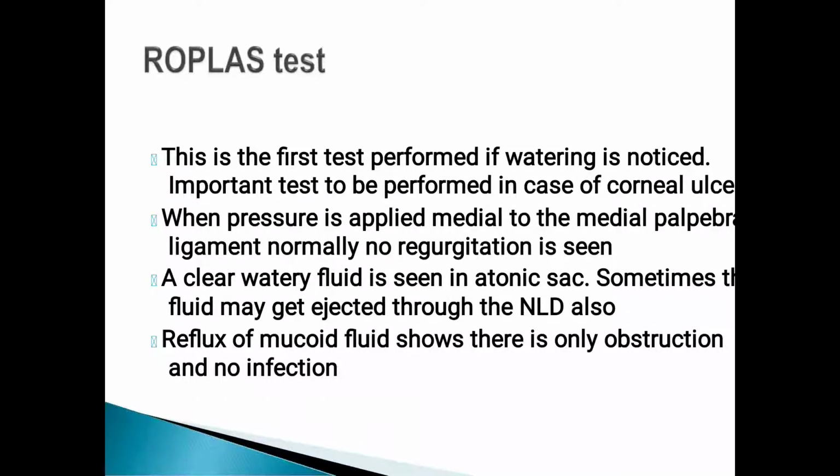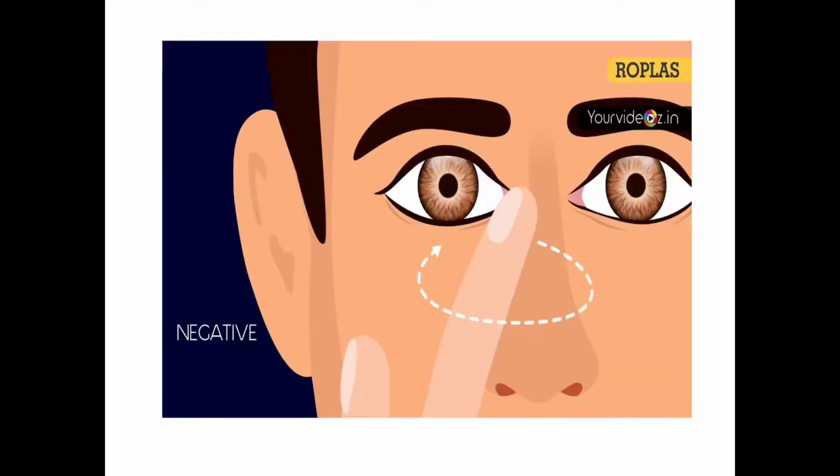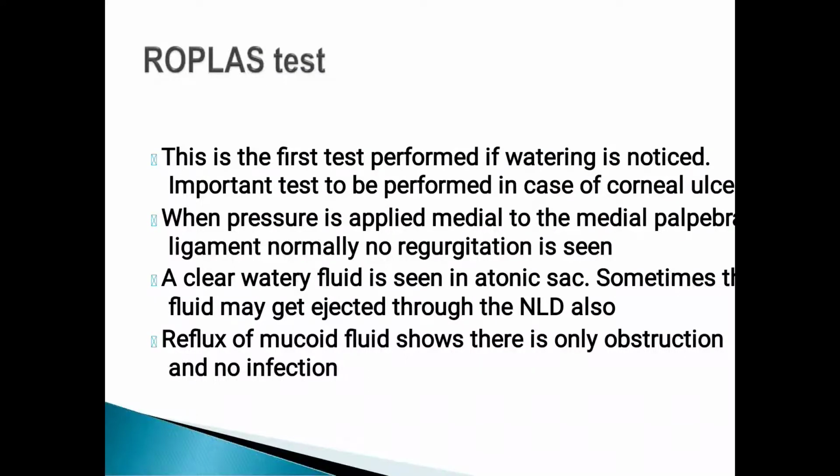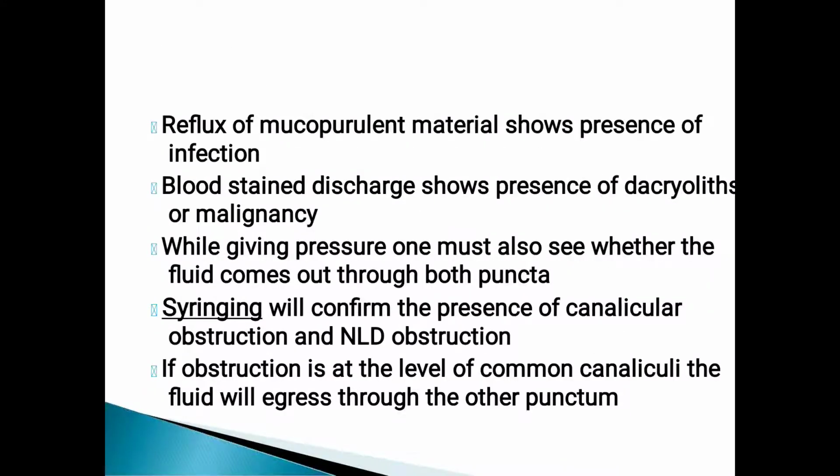Okay, right. Normally when we press medial to the medial canthus, no regurgitation is seen, but if there is any fluid, whether watery, mucoid or purulent, it means that there is obstruction of the nasolacrimal duct. Suppose the patient is having watering and the regurgitation test is negative. What do we do? Then we can do syringing to confirm the presence of obstruction in the canaliculus or nasolacrimal duct. So how do we do that syringing?